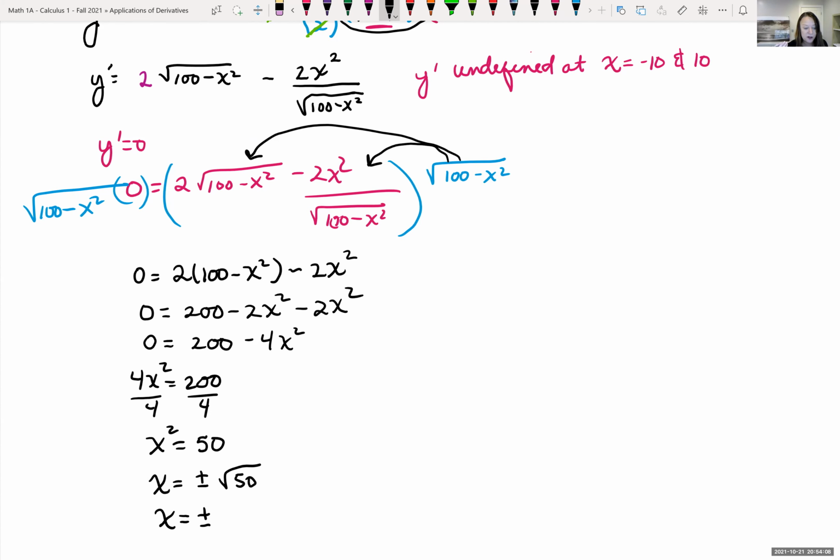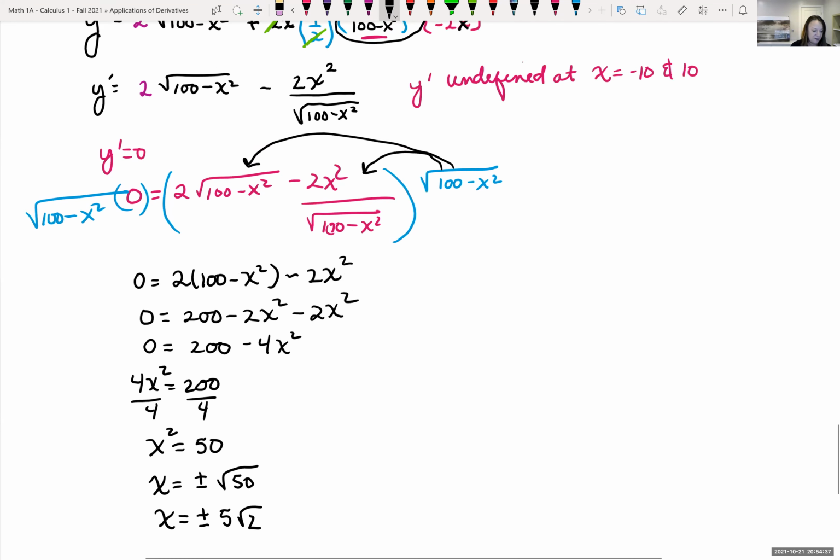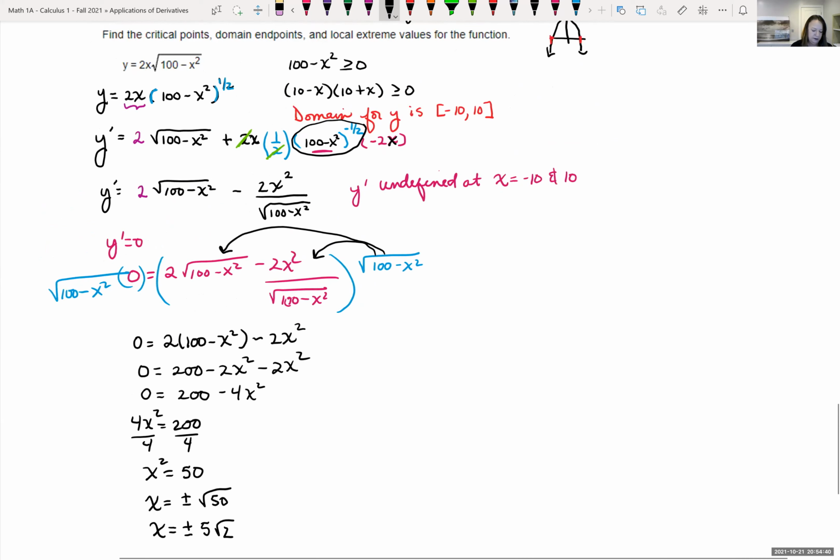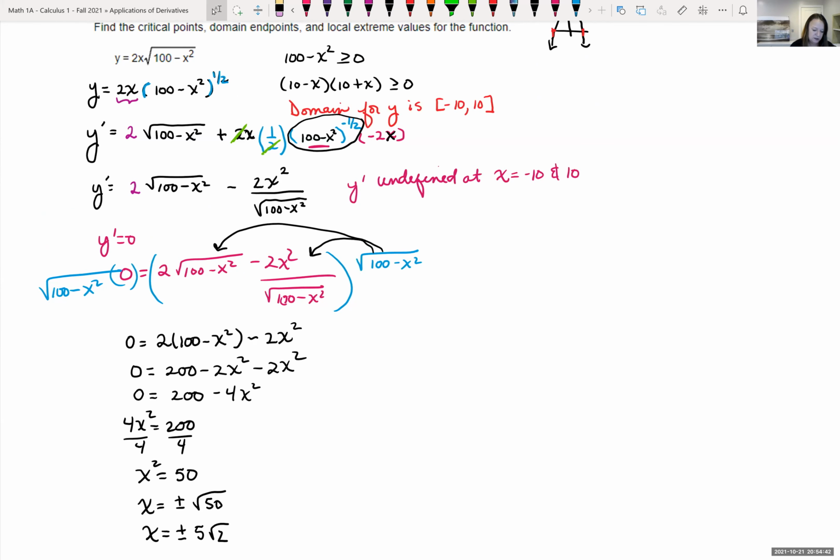This is where we could use a linear approximation. We just learned that, but we're not going to. Sorry, past time. The square root of 50 is 5 root 2. So I know it's about 7 point something. And I need to know, is that in my domain that we were looking at? And it is. So we actually have multiple critical numbers that we need to test, along with our endpoint values.